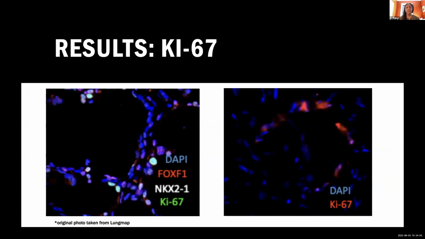So for the results that we got from the Ki-67, as you can see, the first photo is originally taken from the LungMAP. You can clearly see the Ki-67 noted as a nuclear agent. And the second photo is what we obtained in our lab. And you can see that there is some overlap between the DAPI and the Ki-67.